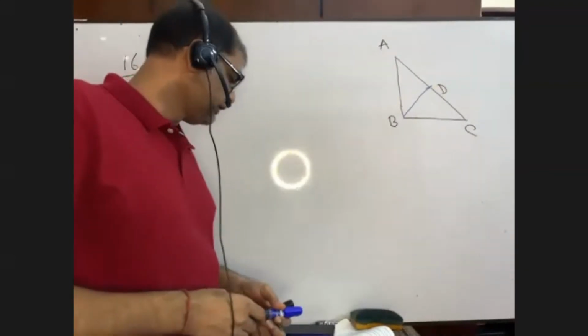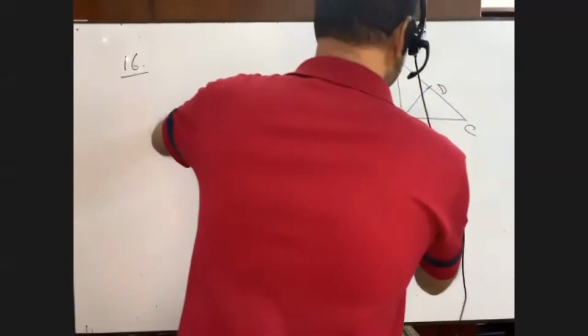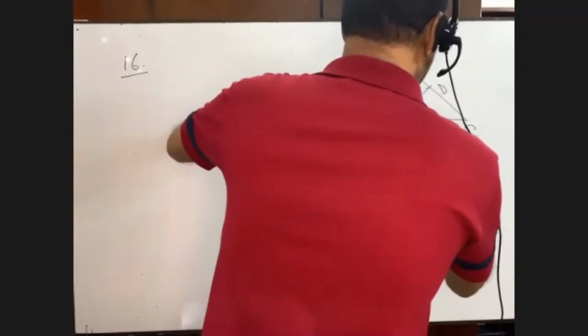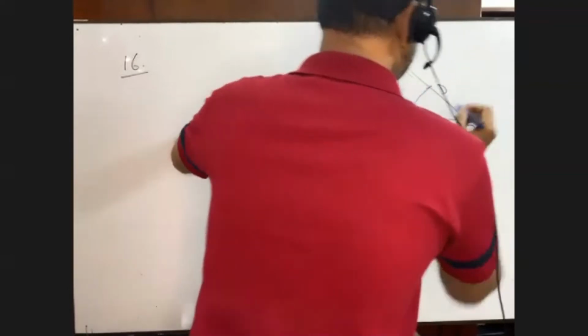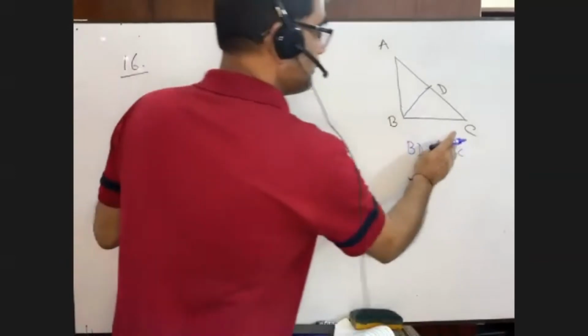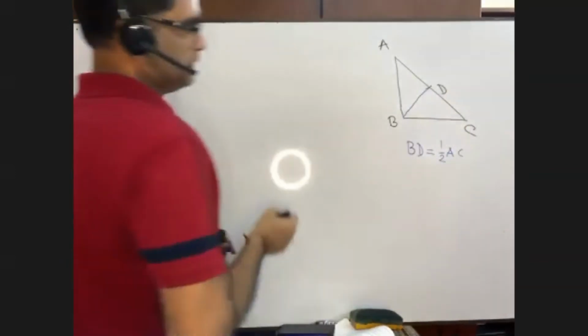Now we have to prove that BD equals half of AC. Sorry, we have to prove BD is equal to half of AC.